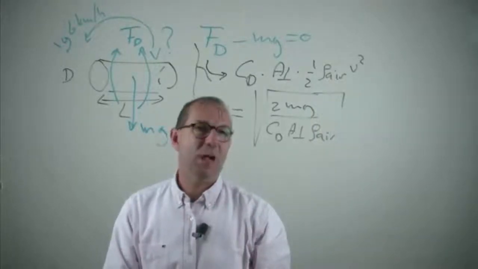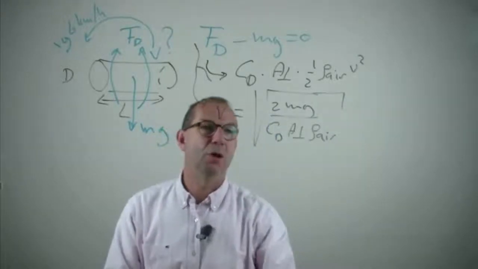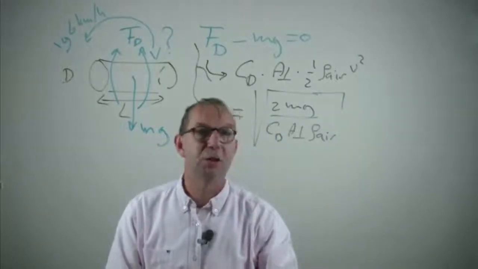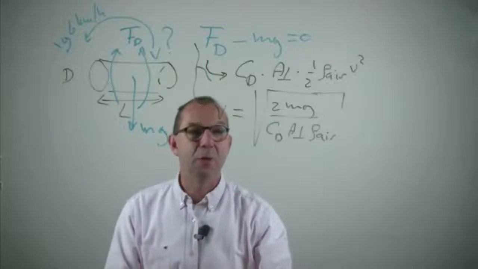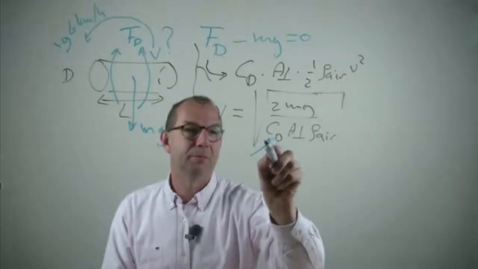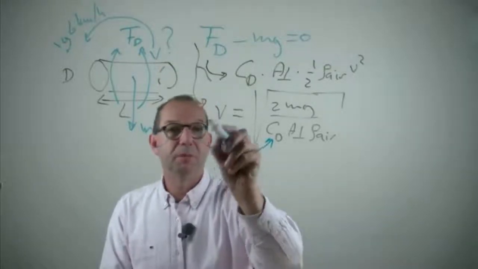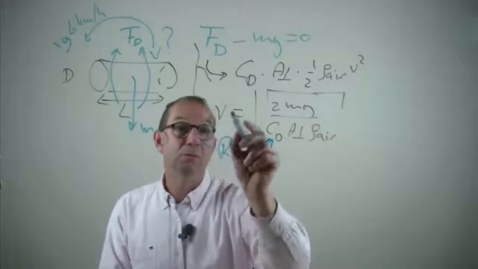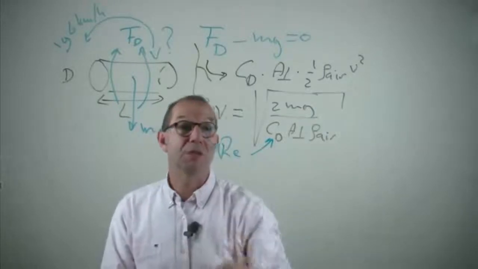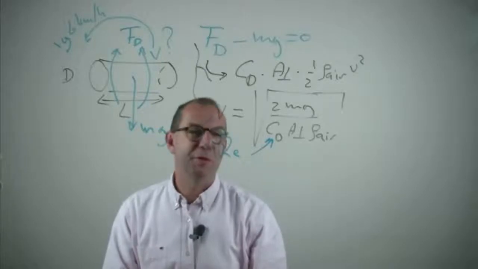And here we're kind of stuck. We cannot compute the velocity because we don't know the drag coefficient. To find the drag coefficient, we need to look up the drag coefficient, which is a function of the Reynolds number. But we don't know the Reynolds number if we don't know what the velocity is. So this circles around.